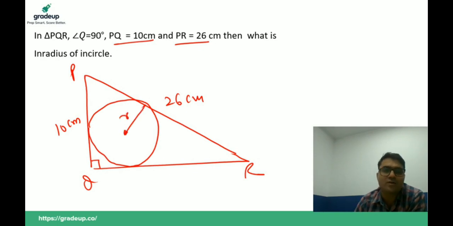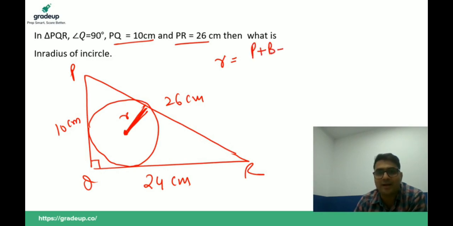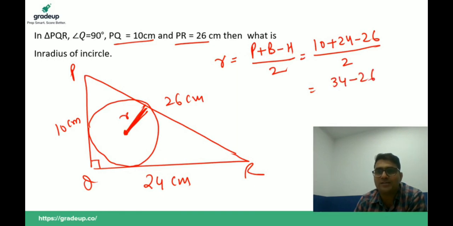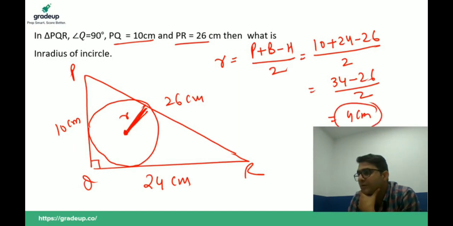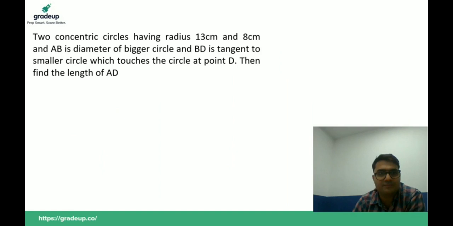If this is 10, this is 26, this must be 24 by the Pythagoras theorem. And we have to find the inradius. In a right angle triangle, inradius is perpendicular plus base minus hypotenuse divided by 2. This is 10 plus 24 minus 26 divided by 2. This is 34 minus 26 divided by 2, and this must be 4 centimeter. And this formula I have already discussed in the concept part. Now let's move to the next question.